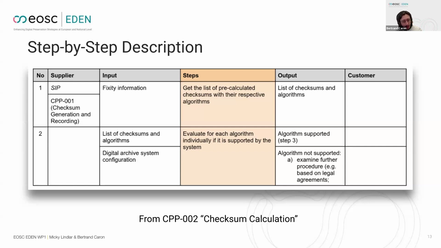What I would like to say is that within these columns of supplier and customer, you should find essentially other core preservation processes that produce the input or use the output of each step. So we tried to be at the same time practical, so provide real guidance to people who are beginning this domain, but at the same time keep it quite generic. So there will be no mention of specific tools here.